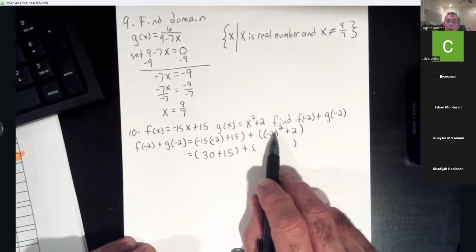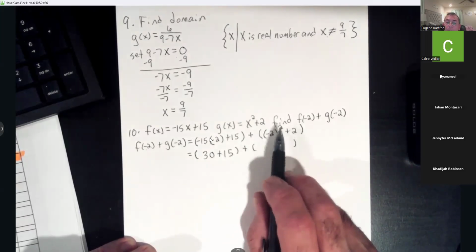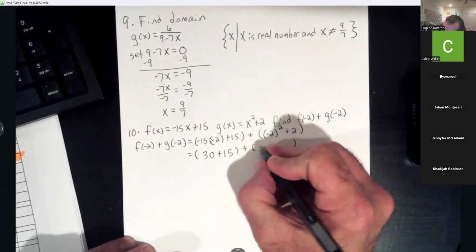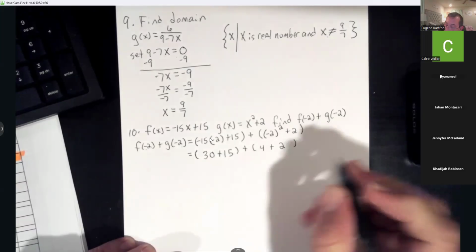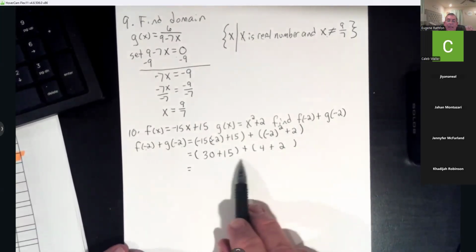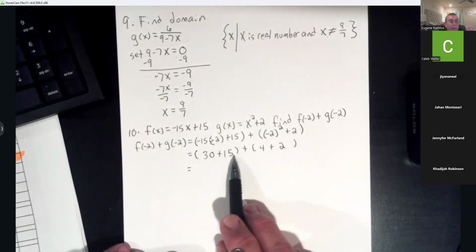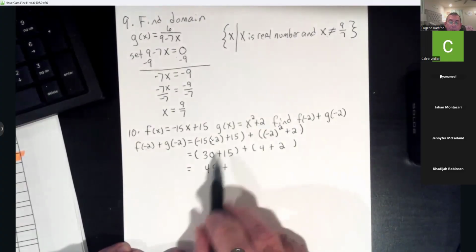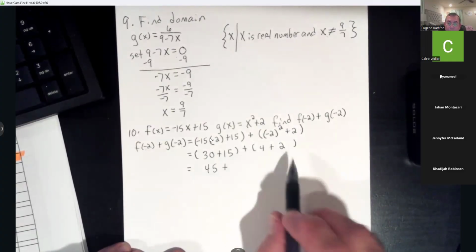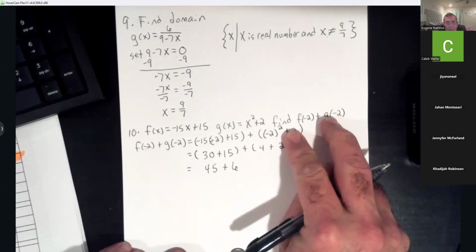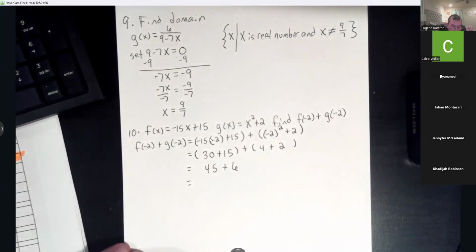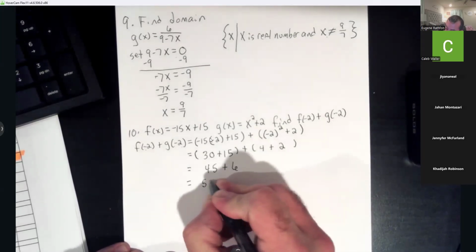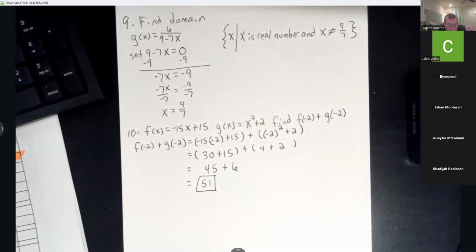Over here, you're going to do the exponent. Any number you square better come out positive. So negative 2 times negative 2 makes that a 4 plus my 2. All right, all we got to do is add now. Finish out this one. 30 and 15 will give me 45. Since that's the last operation I could do, I can drop parentheses. And then 4 plus 2 gave me 6. I can drop them parentheses. All right, now I just add these two and be done. So 45 and 6 give me a final answer of 51.